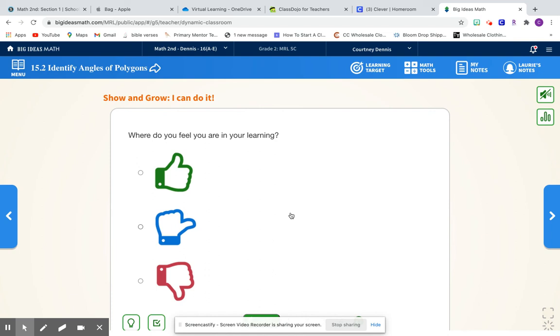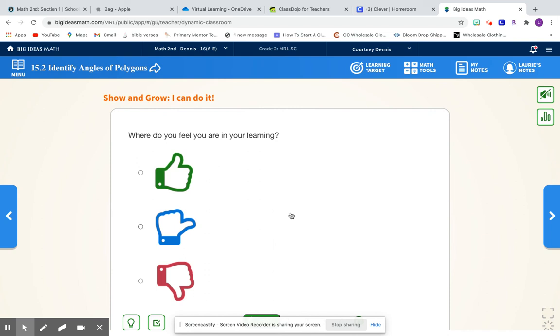Remember, our three-sided objects are triangles. Our four-sided objects, whether they're squares or rectangles, are all quadrilaterals because they all have four sides. Our five-sided objects are pentagons. Our six-sided objects are hexagons, and our eight-sided objects are octagons.